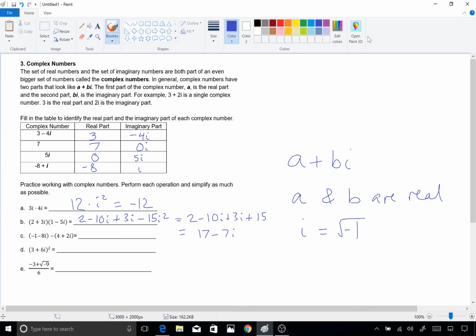I'll do these two really quickly. This is negative 5 minus 10i, and this is 9 plus 18i plus 18i plus 36i squared, and that's going to be negative 36 plus 9, is negative 27 plus 36i.